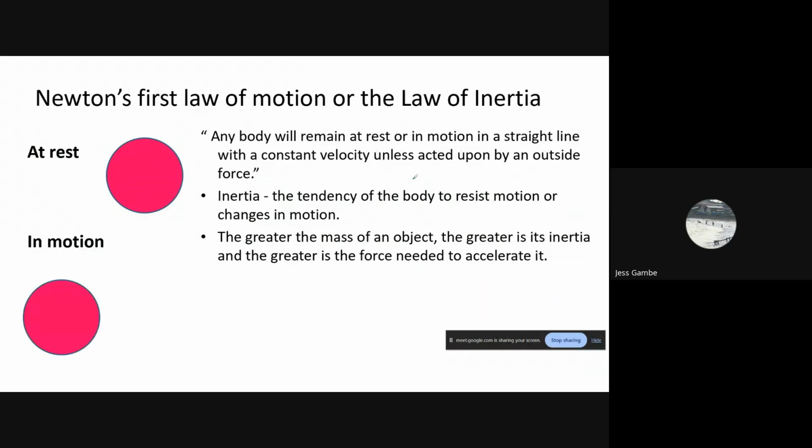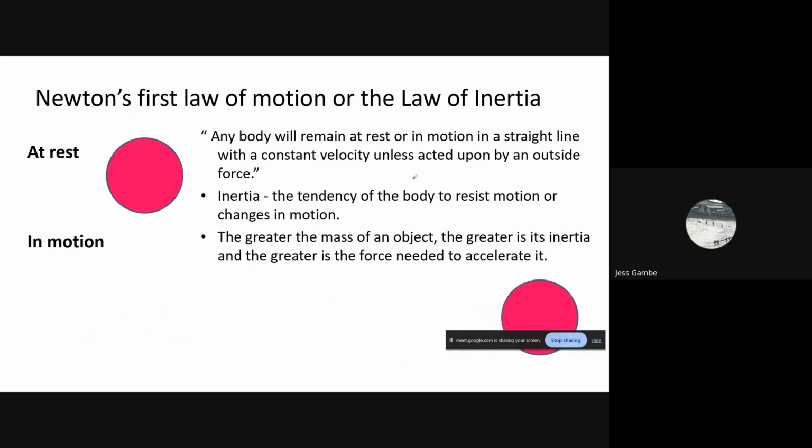What is inertia? A body at rest will remain at rest unless acted upon by an external force. This is inertia: the tendency of a body to resist motion or change in motion. If it's initially at rest, it will not change its position unless it is pushed. In motion, it will not change its nature of being in motion unless an external force stops it. So the greater the mass of an object, the greater is its inertia, and the greater is the force needed to accelerate it.